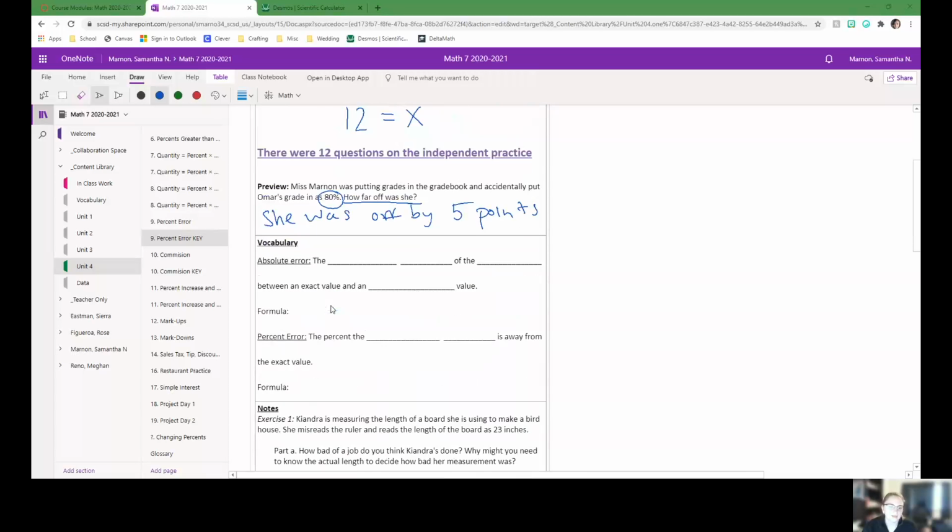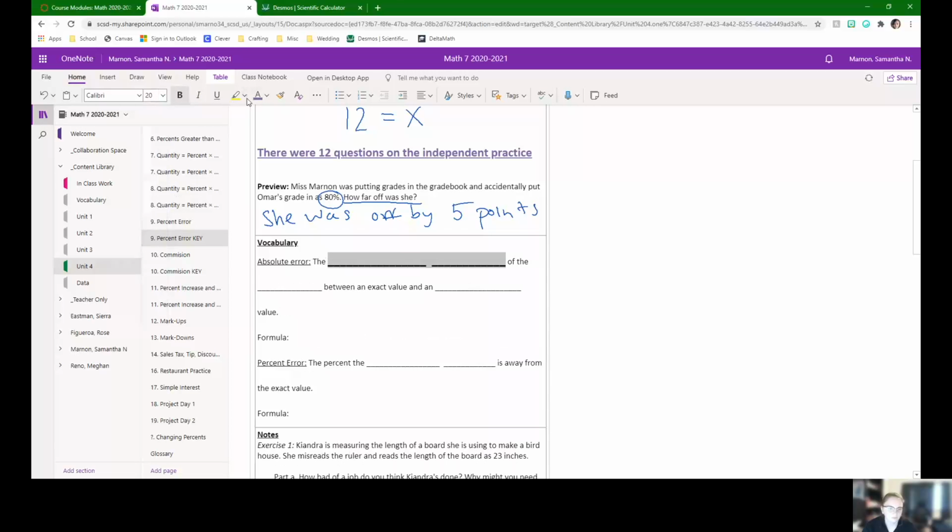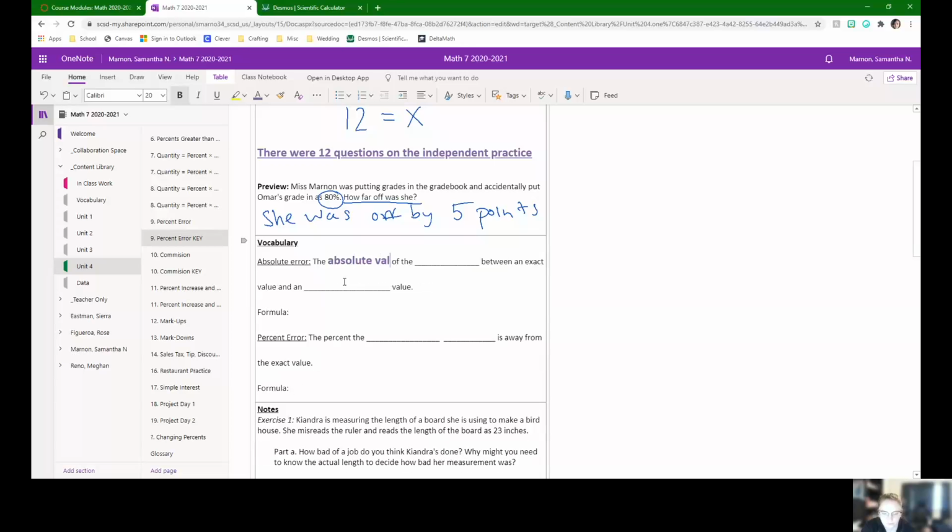So let's kind of get into some notes with some vocabulary here. We're going to talk about absolute error and percent error. So there's two types of error today. Absolute error is just a fancy way of saying the absolute value of the difference between an exact value and an estimated value. So let's fill that in. It's the absolute value of the difference. And when we say difference, we mean subtraction.